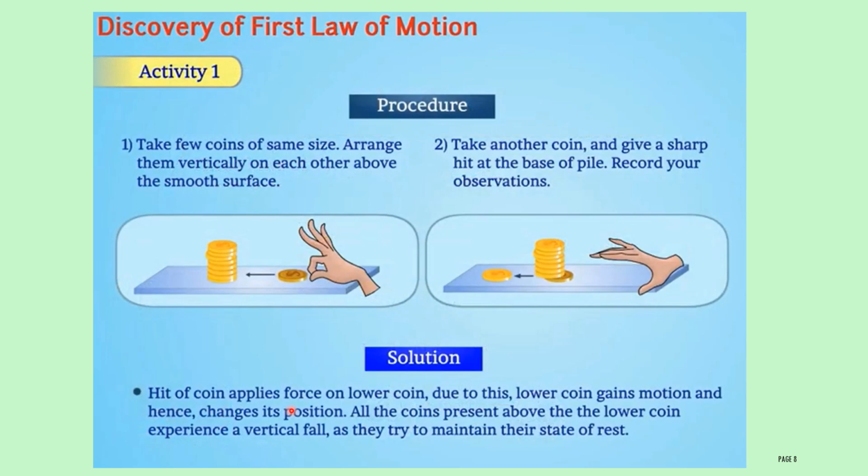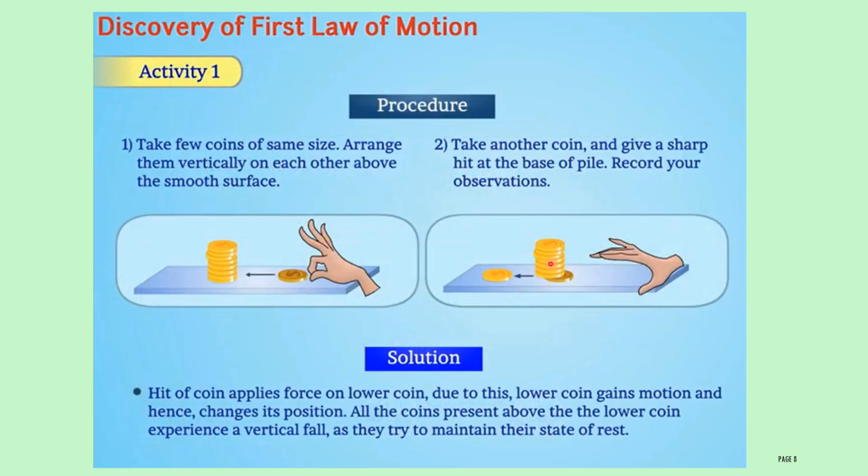The hit of the coin applies a force on the lower coin. Due to this, the lower coin gains motion and hence changes its position. You are applying a force, or pressure, on the lower coin only, so only the lower coin will move. On the remaining coins you are not applying any force, so they will be in a state of rest. The lower coin changes its position, and all the coins above it experience a vertical fall.